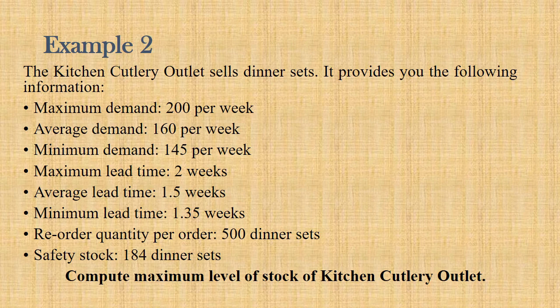Looking into this example, the kitchen cutlery outlet sells dinner sets. It provides you the following information. Maximum demand is 200 per week. Average demand 160 per week. Minimum demand 145 per week. Maximum lead time 2 weeks. Average lead time 1.5 weeks.